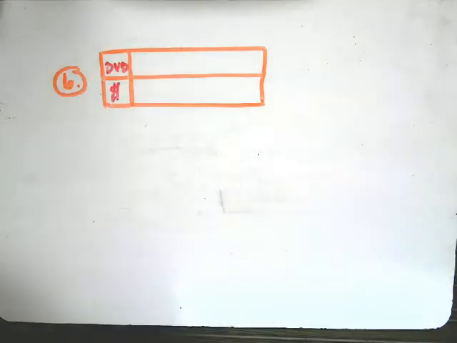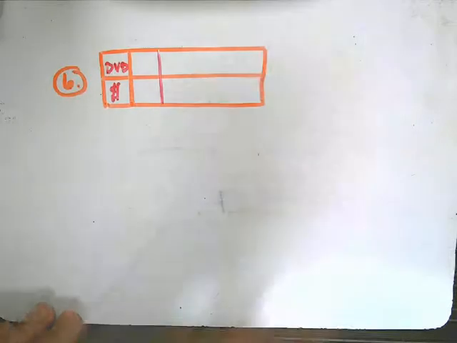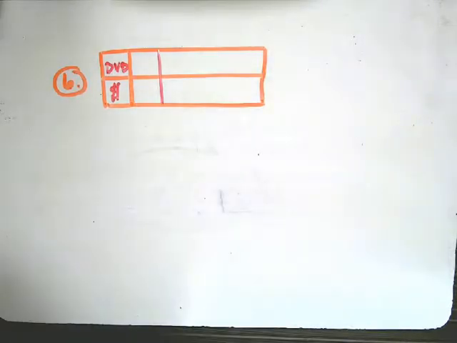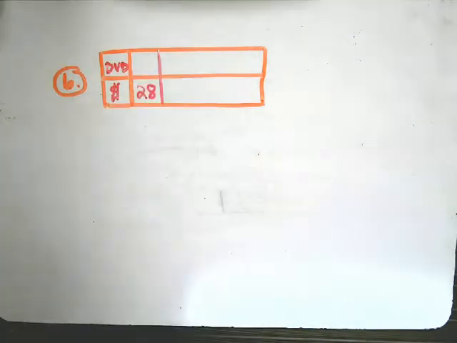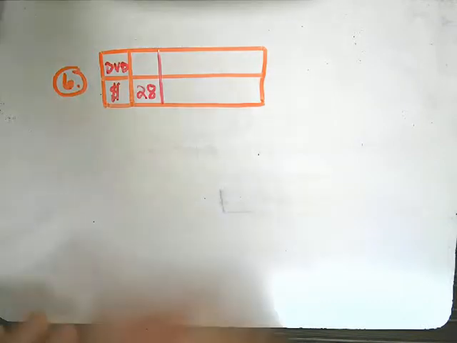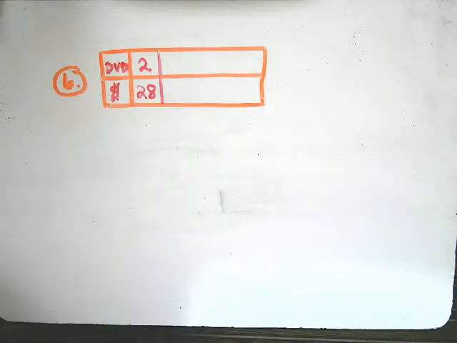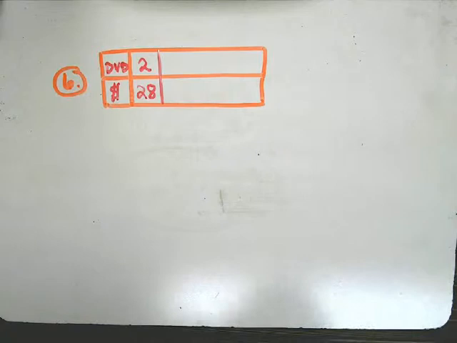All right. Nate spent $28. Where does that go? Itzel, top or bottom? Bottom. Very good. On 2 DVDs. Madison, where's that go? Top. At this rate. Anytime they say at this rate, they're looking for a ratio, or they're looking for you to use a ratio table.